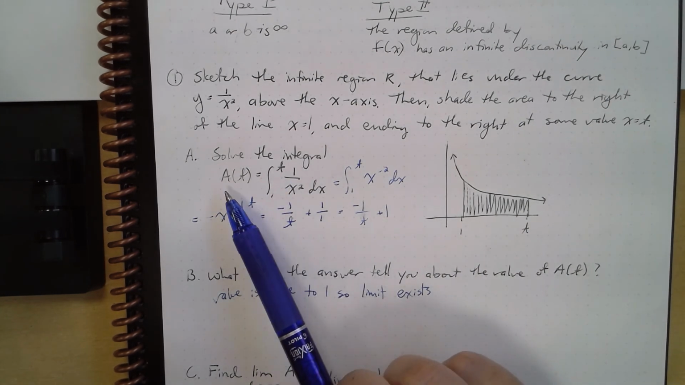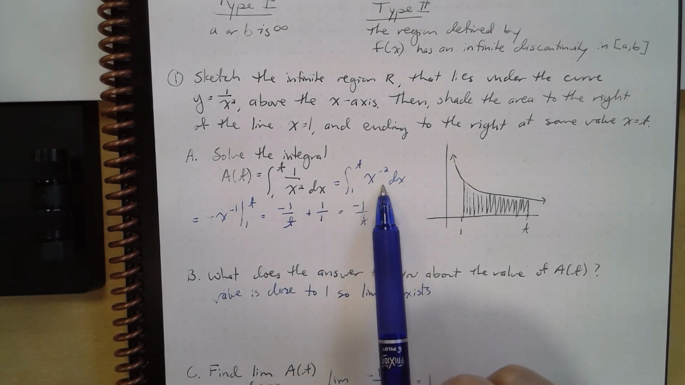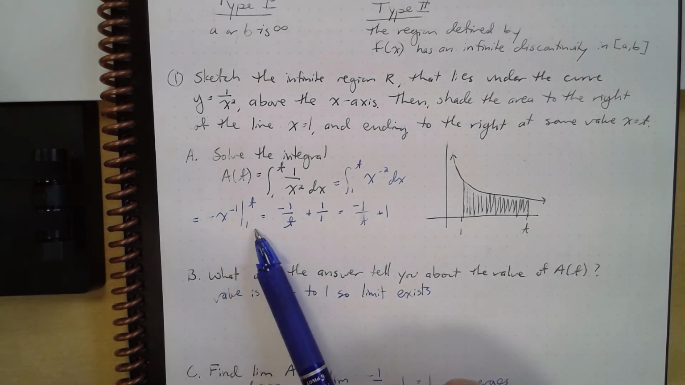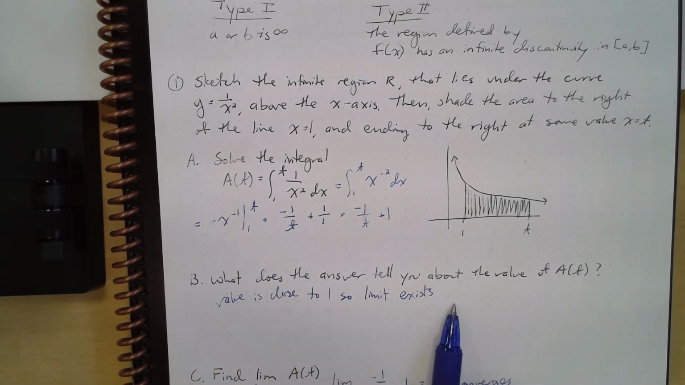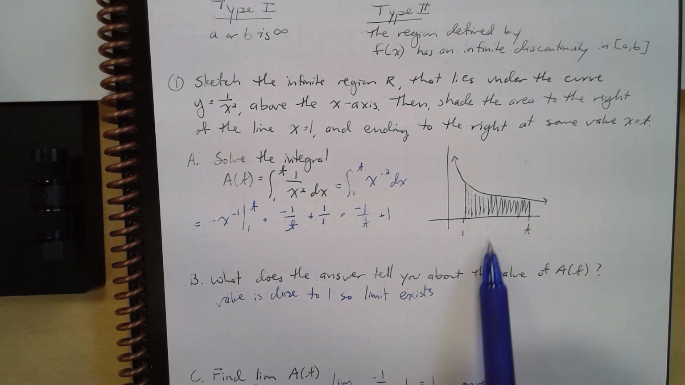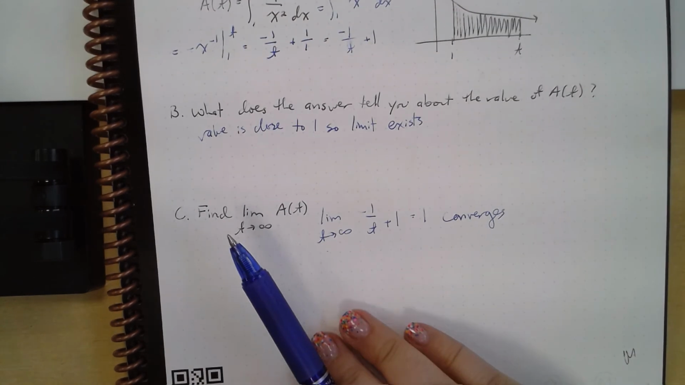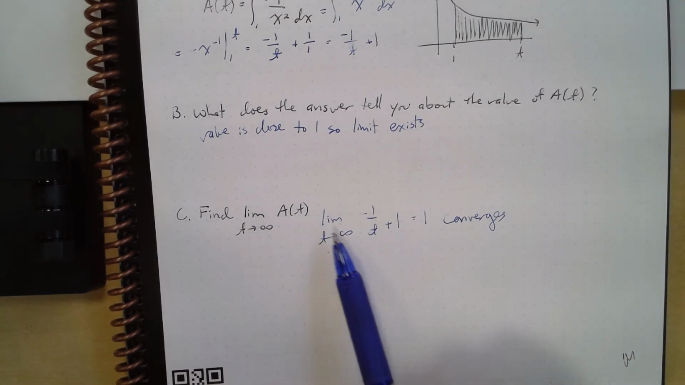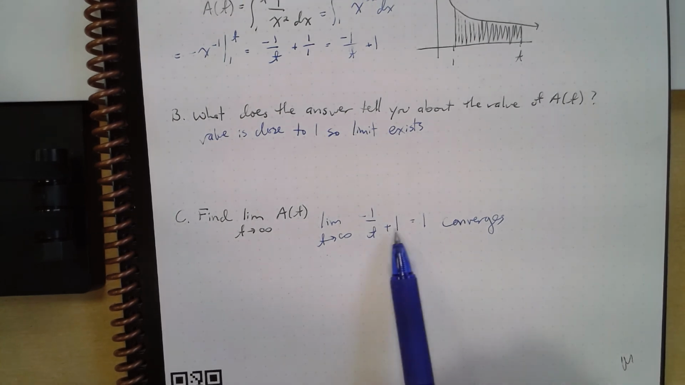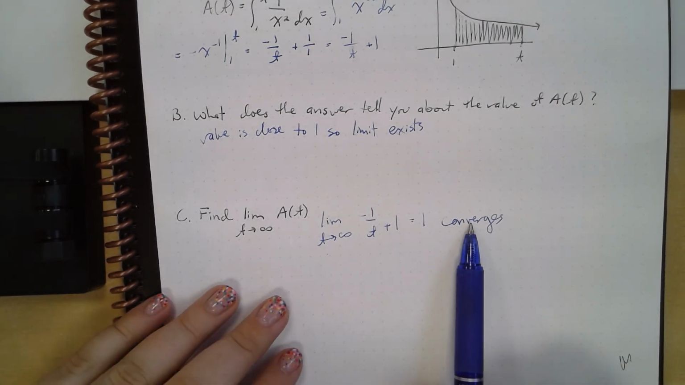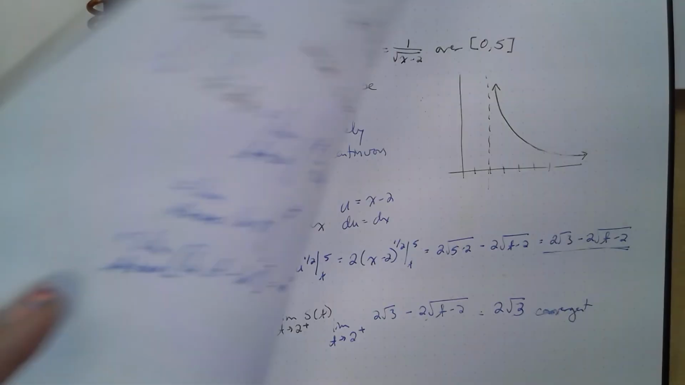So we're asked to solve this integral. From 1 to t of 1 over x squared is going to look like the integral from 1 to t of x to the negative 2 dx. We solve that, we get negative 1 over t plus 1. What does this tell us about the value as t grows? Well, it's actually close to 1, so there must be a limit here, right? So if we find the limit as t goes to infinity of negative 1 over t plus 1, well, negative 1 over t is going to become 0. So this is going to equal 1. So this actually converges. And this is how we're going to solve improper integrals. We're going to use limits.